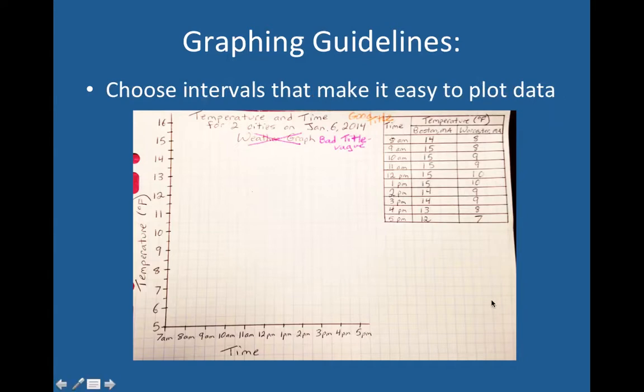Also choose intervals that make it easy to plot the data. So I counted up by ones here when I did my temperature axis, and I also counted up by 1 hour when I did my time. Don't get fancy and try and count up by 1.5s or 0.33 or 3s or 7s. It's much better to count up by 2s or 1s or 5s, something that's really easy to plot the data because it's easy for you to estimate where those points belong.